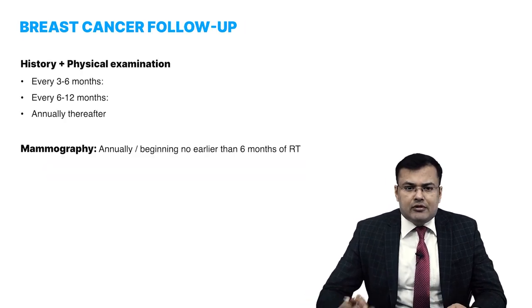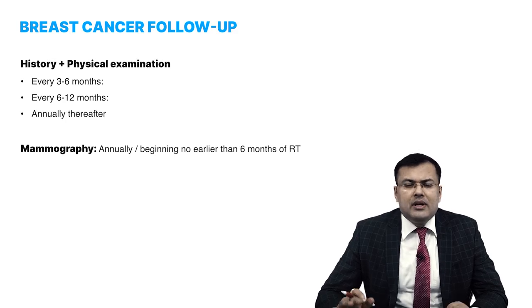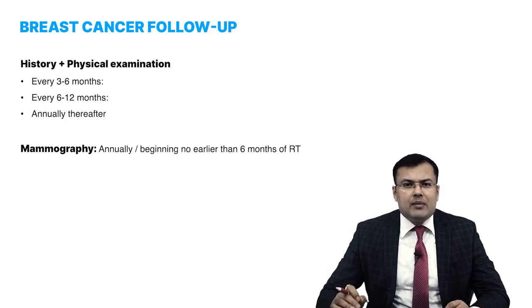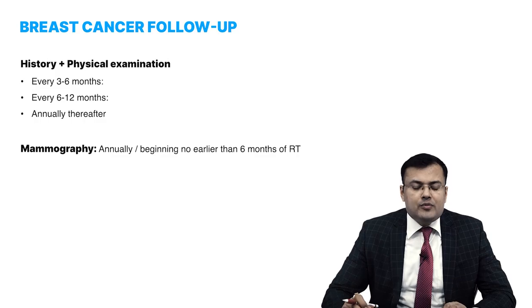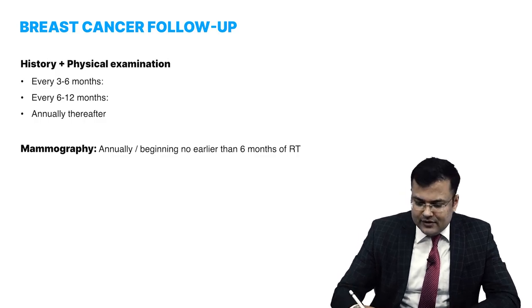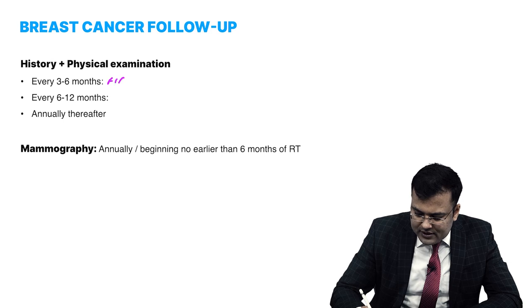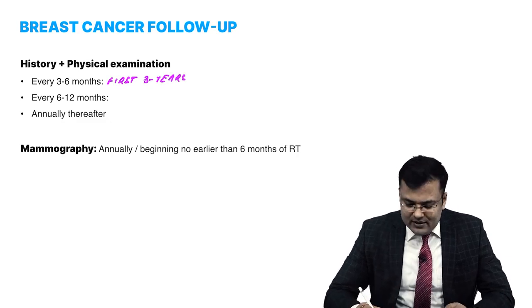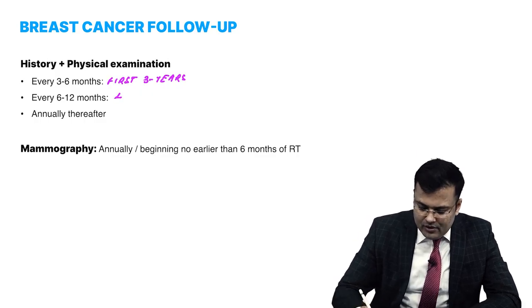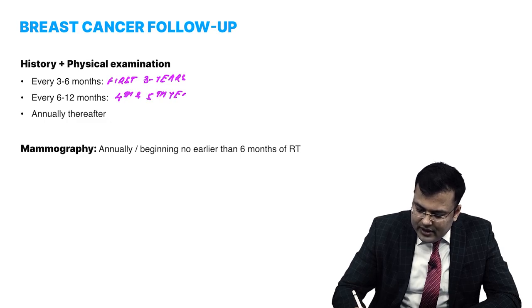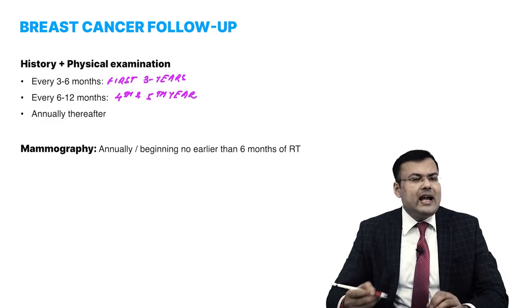Long back in AIIMS, there was one question related to breast cancer follow-up: how are you going to follow up a patient of breast cancer? First, history and physical examination. Initially, it should be done every 3 to 6 months for the first 3 years. Clear? After that, every 6 to 12 months for the fourth and fifth year, and annually thereafter.